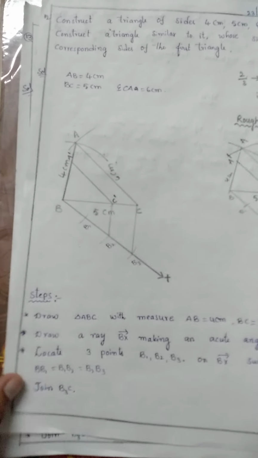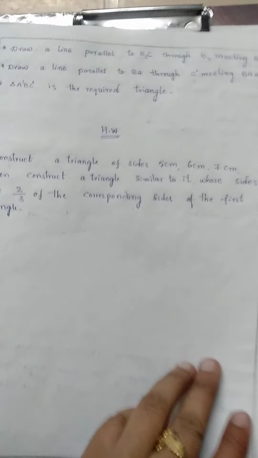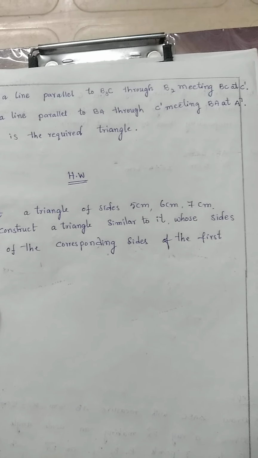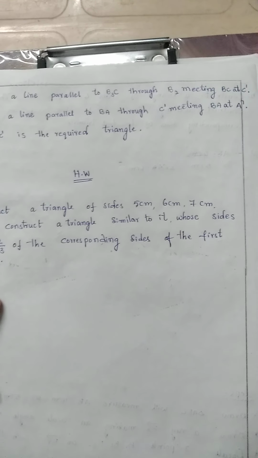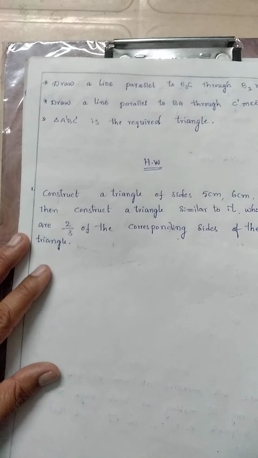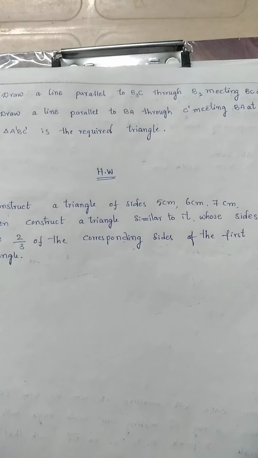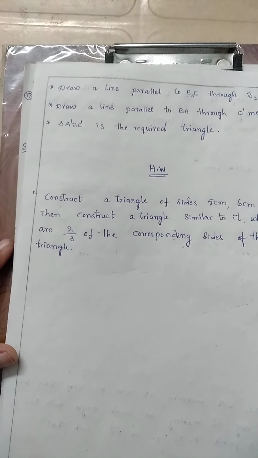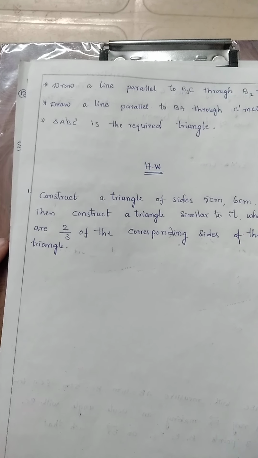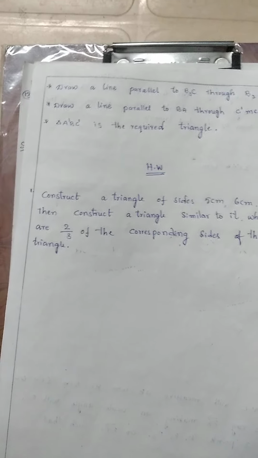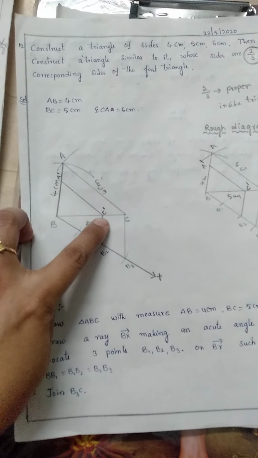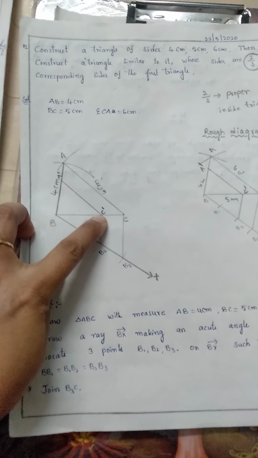Okay children, next step is join B3 to C. Next step is draw a line parallel to B3C through B2 meeting BC at C complement or C dash. Draw a line parallel to BA through C dash meeting BA at A dash. Therefore, triangle A dash B C dash is the required triangle. Because it is inside the triangle, A dash B C dash is the required triangle.